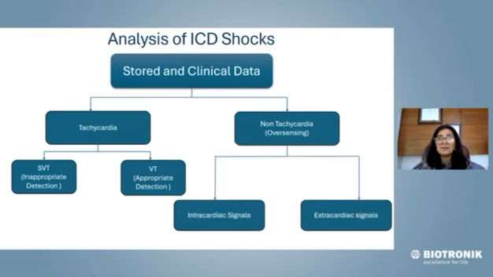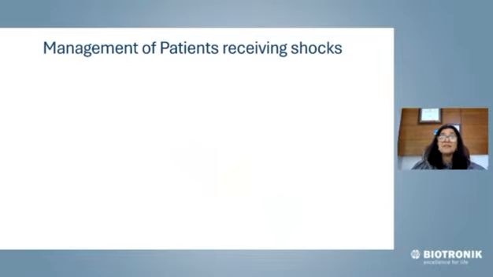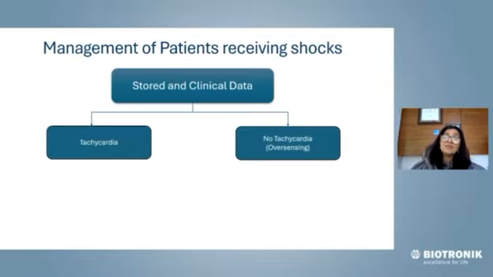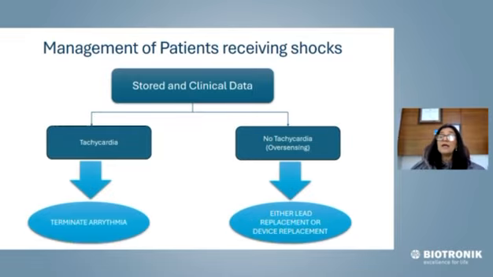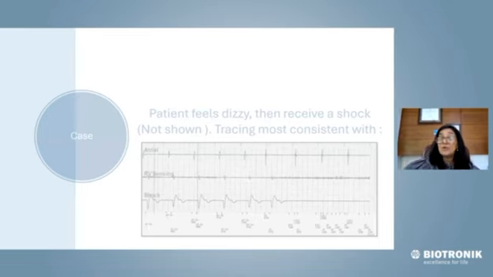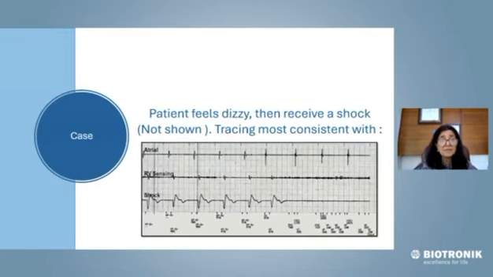If you see there is no tachycardia, then you want to know, is it an intracardiac signal? As I told you, is it a lead issue? Or is it an extracardiac signal? As I told you, an electromagnetic interference. So once you've seen this, whether it is tachy or no tachy, the therapy will proceed accordingly. If it is a tachycardia of a VT, you want to terminate the arrhythmia. And if it is no tachycardia, it will either be a lead replacement or a device replacement or nothing at all if it is an EMI.